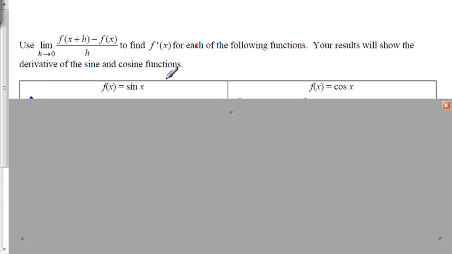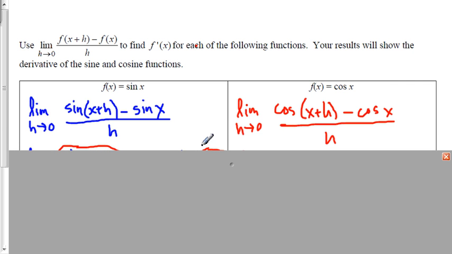So we're going to find the derivative of sine and cosine. We're going to use the difference quotient. So the first thing I do is set each up: sine of x plus h minus sine of x all over h as h approaches 0, and cosine of x plus h minus cosine x all over h. This is where the sum identities come into play.